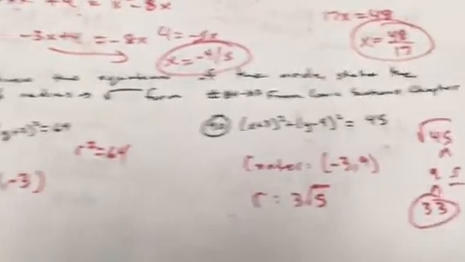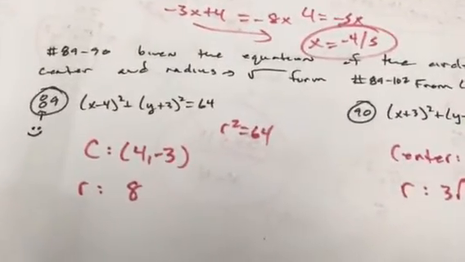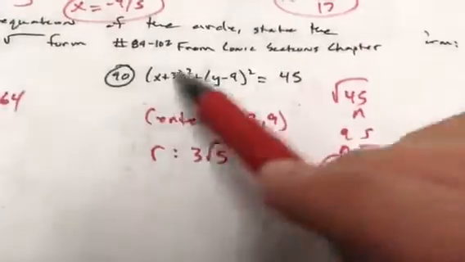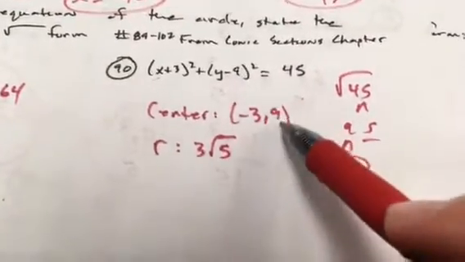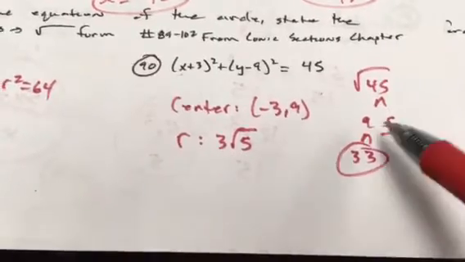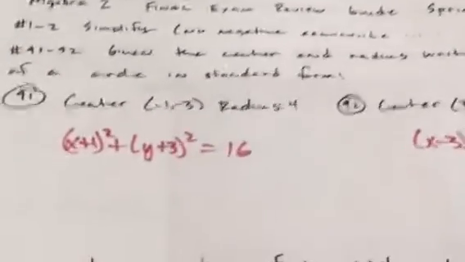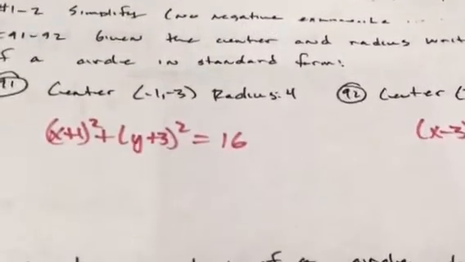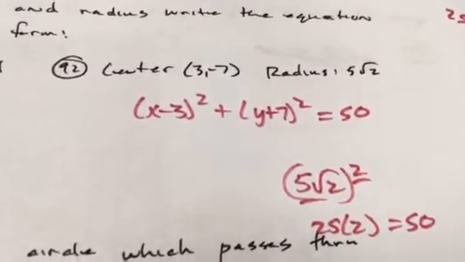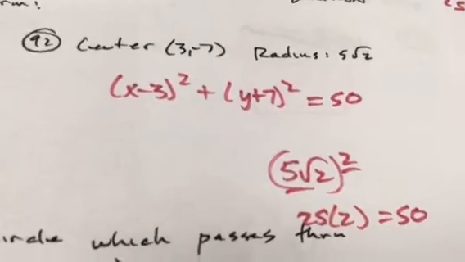Given the equation of a circle, stating the center and the radius should be pretty easy. Think opposites. 4, negative 3. Take the square root of 64. 90, negative 3, positive 9. Take the square root of 45. Pair of 3's goes on the outside. 5 stays on the inside. That's why it's 3 root 5. And, oh my gosh. Finishing up here, given the center and the radius, write the equation. There it is. Number 92. Just square a 5 root 2, you get 50.